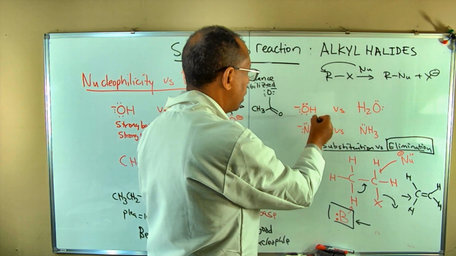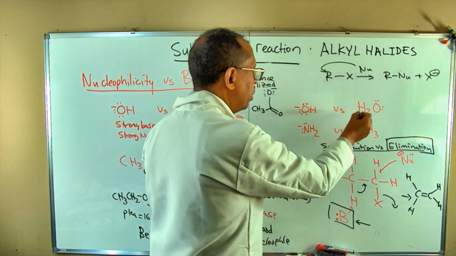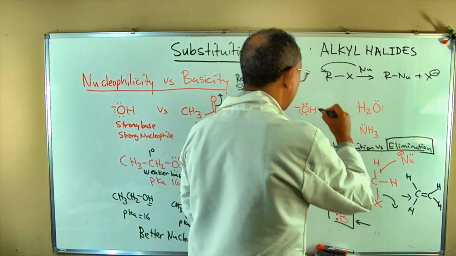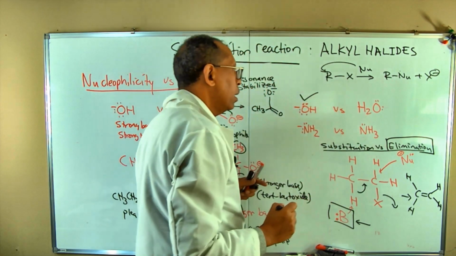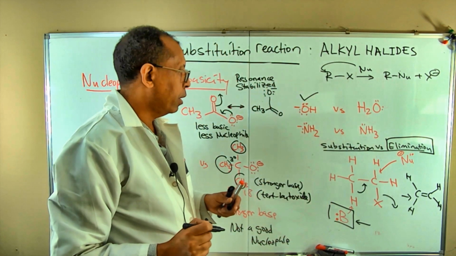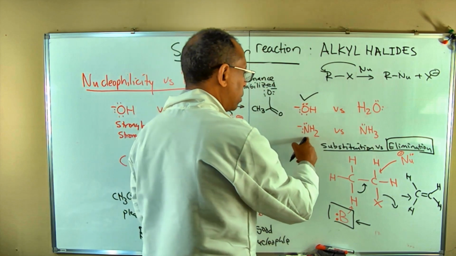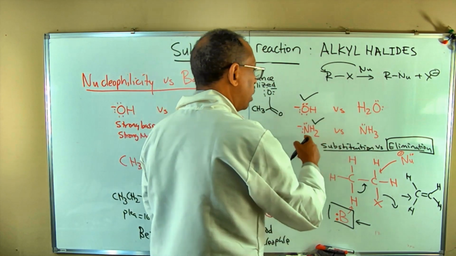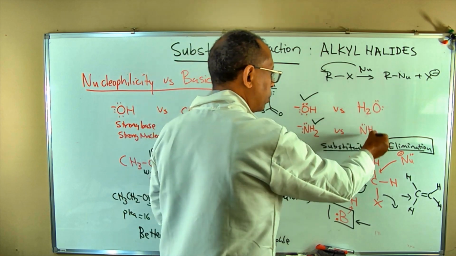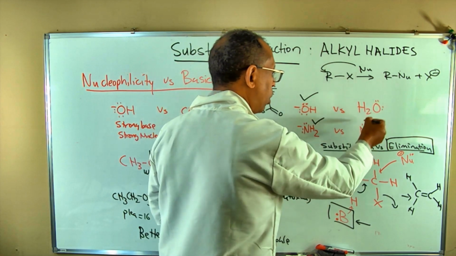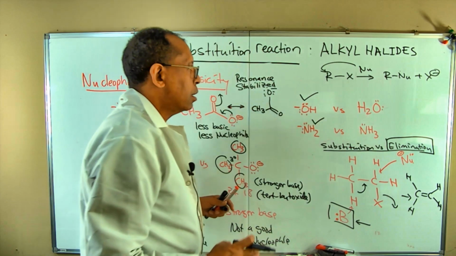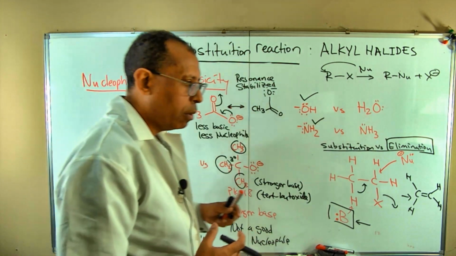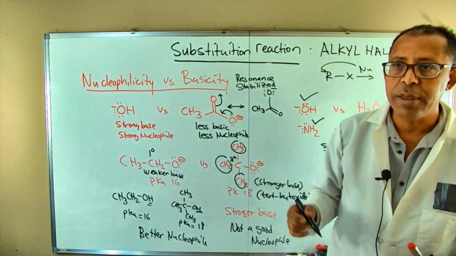A stronger hydroxide anion is much better than water as a nucleophile. So this is a strong base and a strong nucleophile. This is also, the size is very limited, small, so a stronger base and a good nucleophile as compared to ammonia and the water molecule. So that's how you would be comparing nucleophilicity versus basicity.